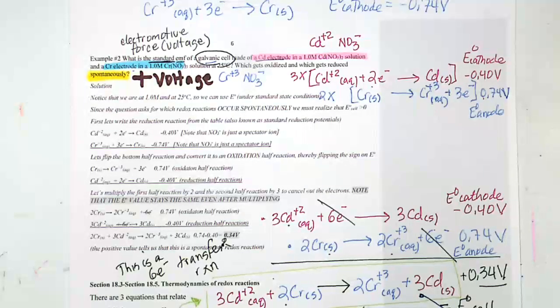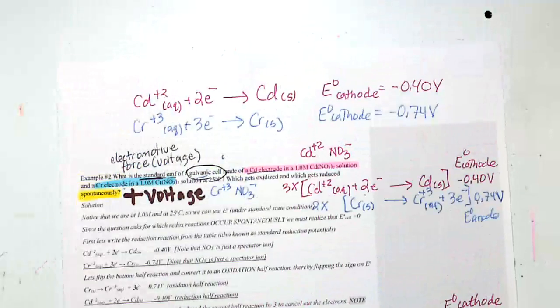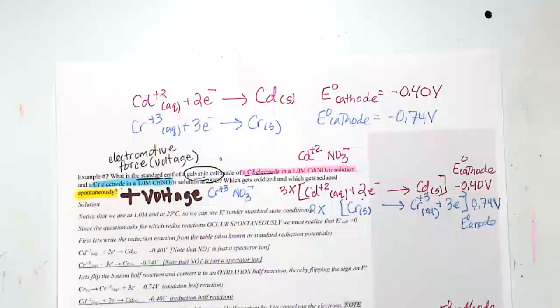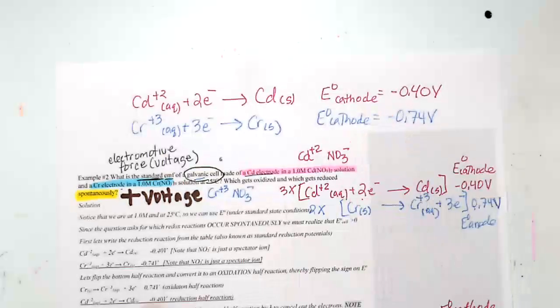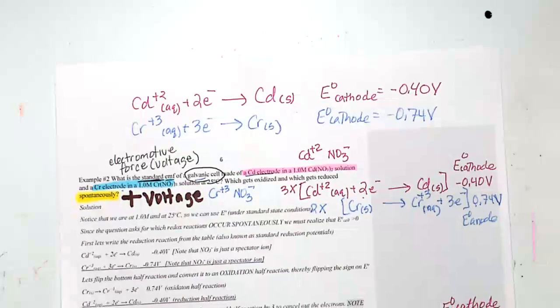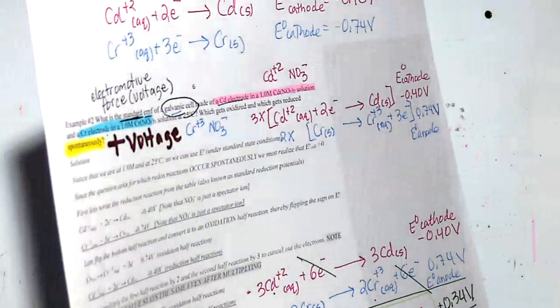Yeah. All right, it's a good question. And we want to flip. You got two of them. You're going to flip one. That's going to make it positive. Once you flip it, the cathode becomes the anode. Reduction becomes oxidation. All right, let's move on to page 7 here.